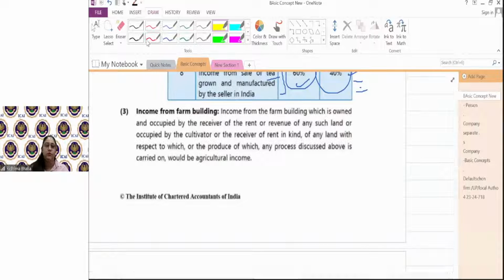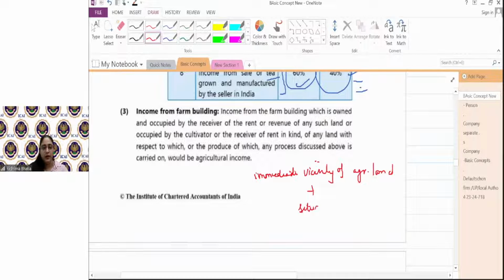So what all things did I say? I said that there is a land which is in immediate vicinity of agricultural land. Obviously, that land should be situated in India. Correct? Then that land should be used for agriculture purpose. First of all, all the land related situations should be fulfilled. Land is used for agriculture purpose.